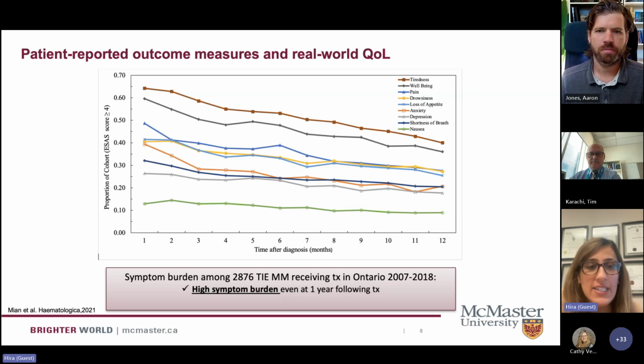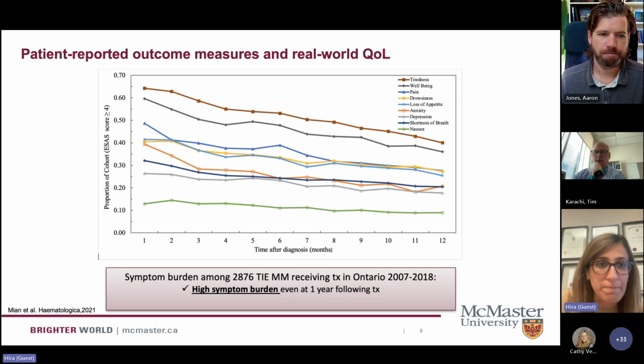And so the idea here is, if you look, the time from diagnosis is the x-axis, and the proportion of patients with severe symptom burden is on the y-axis. So a lot of symptoms like tiredness, well-being, and pain tend to get better, but we were able to show that things like anxiety and depression actually stay pretty stagnant and don't change as much during the treatment course. Again, just highlighting some other opportunities.